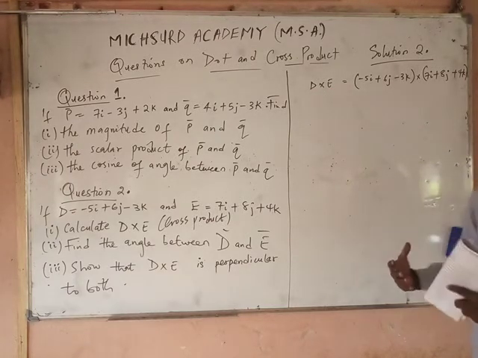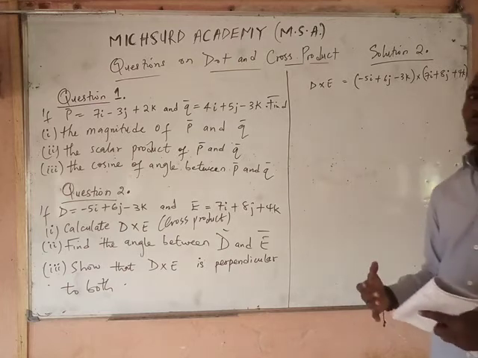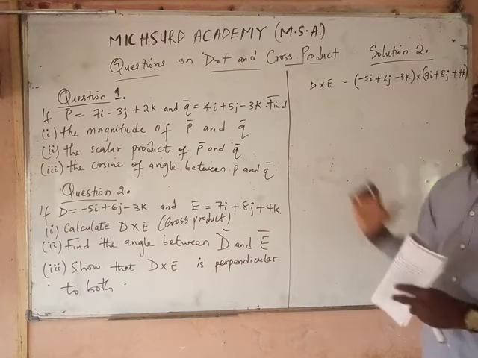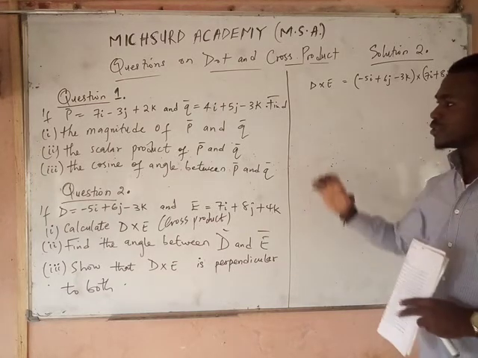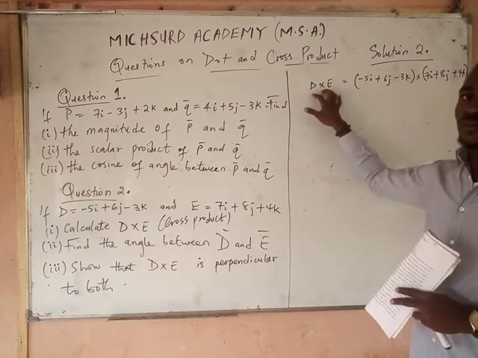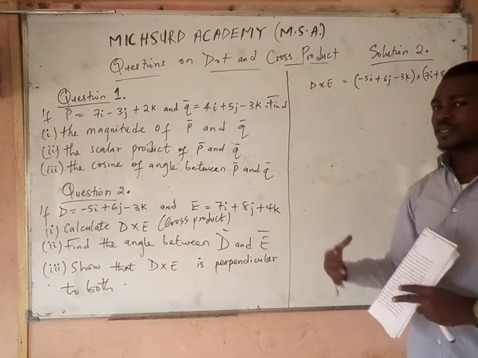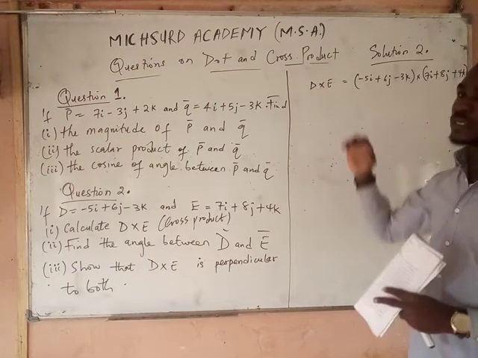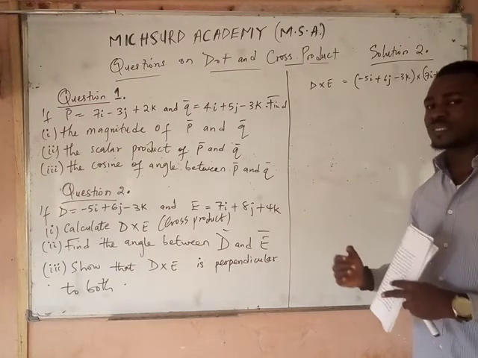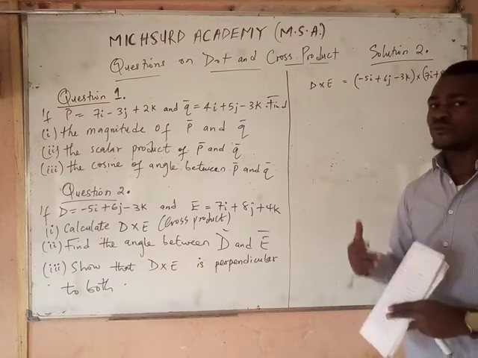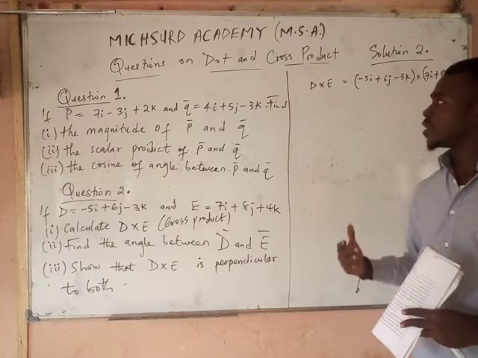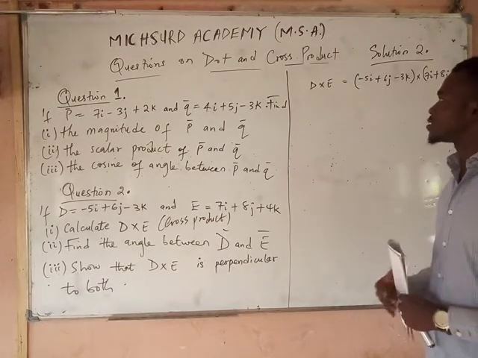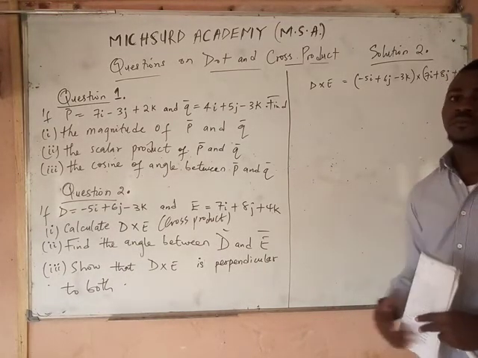Another method is the determinant method. Okay, using the determinant method. I made a video on how you can use the determinant method to solve the cross product, so you can check the description link of that video. I think the determinant method is quite simple if you are used to it. It makes you get your answer quick and fast. So you can check the description box to get that video.